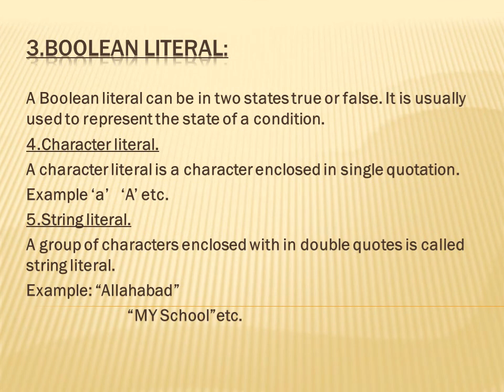Third one is boolean literal. A boolean literal can be in two states, true or false. So the boolean constant has only two values. Either it is true or false. It is usually used to represent the state of a condition, that is true or false condition. If A is greater than B, then we will write it is true. If B is greater, then we will return the condition A greater than B is false. So the Boolean literal consists of only two values, that is true or false.